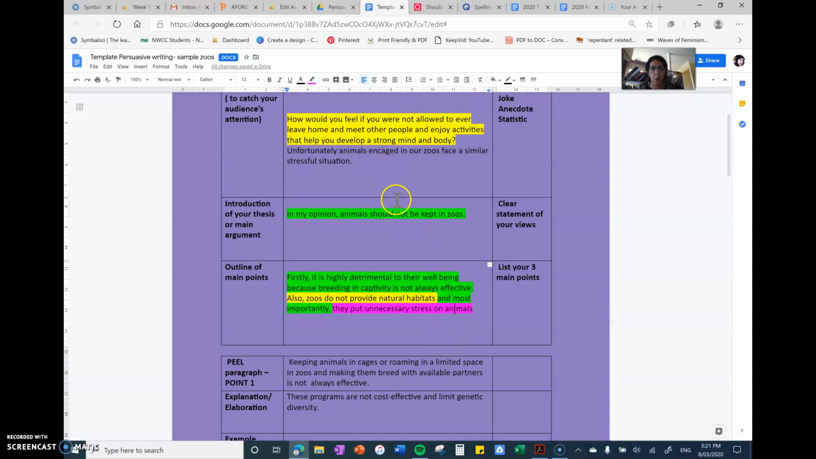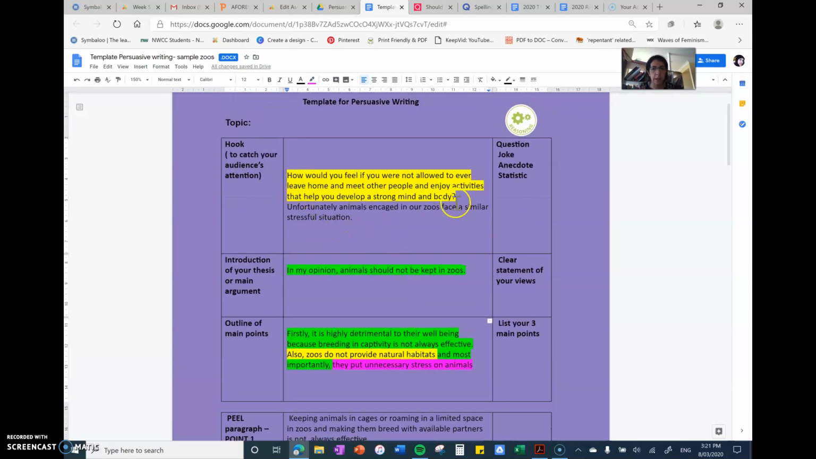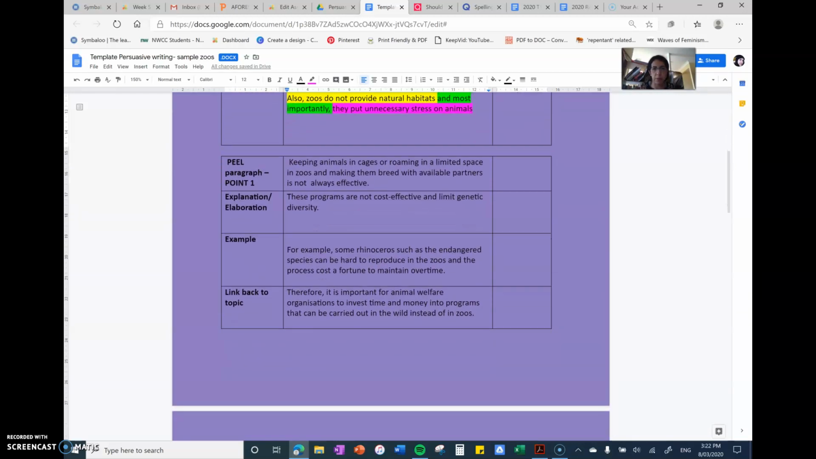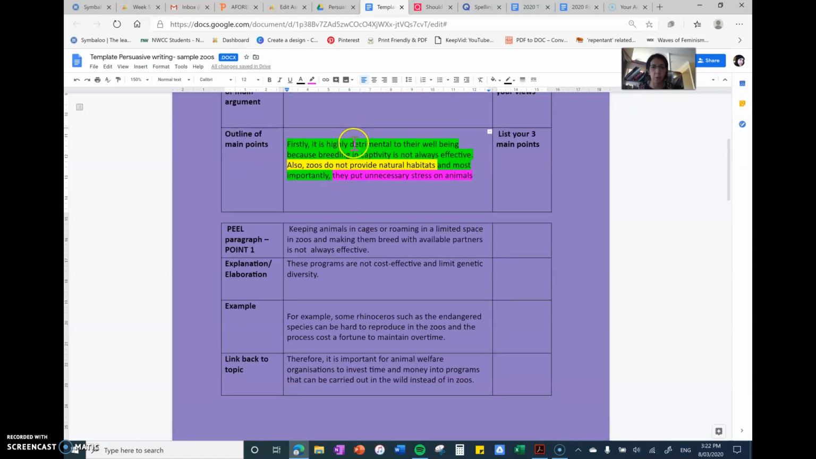Okay, so that is my introduction. I am adding a hook, I am adding a clear statement with my views, and then I am adding my thesis with my three main points. Now, I'm going to go to my first paragraph. I need to develop those three different points in my three different paragraphs.